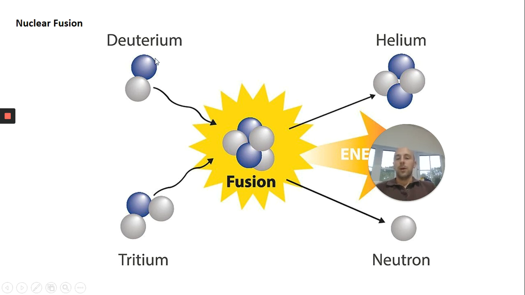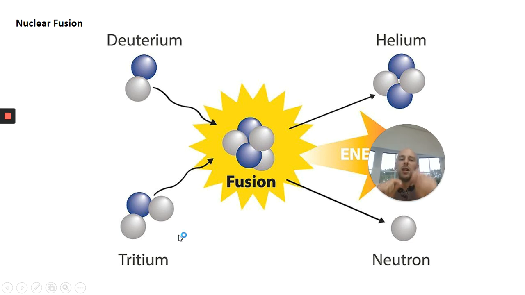So here we are doing fusion with hydrogen. So deuterium and tritium are 2 isotopes of hydrogen. Remember, isotope, same number of protons, different number of neutrons. Deuterium is hydrogen with 1 neutron. Tritium is hydrogen with 2 neutrons.